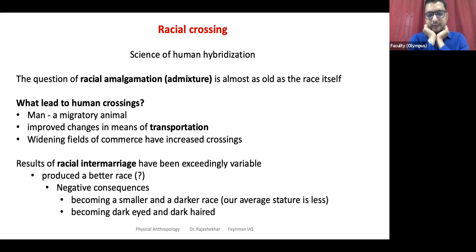We all see it. This is all visible to us, right? Why are they happening, or why did they happen in the past and why are they happening today? One reason is man is a migratory animal. We travel, prefer migration. People do migrate, people do marry there, people do exchange their genetic information with others. So one reason is the migratory nature of us.